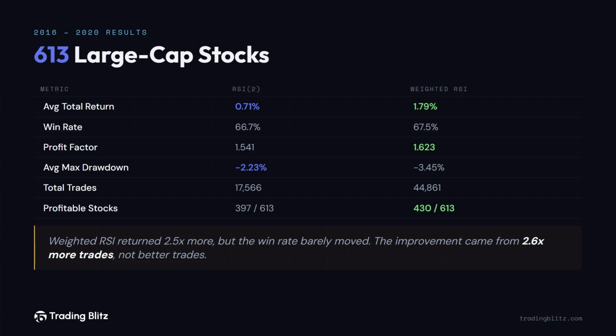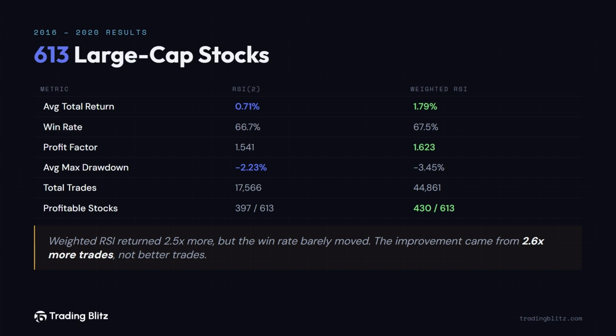On a positive note, 430 out of the 613 stocks finished in profit territory when using the weighted RSI. Now that compares to 397 with the standard RSI. So the modification picked up an additional 33 profitable stocks that the standard calculation wasn't flagging, likely because the extra sensitivity found valid entry points that standard RSI just missed.